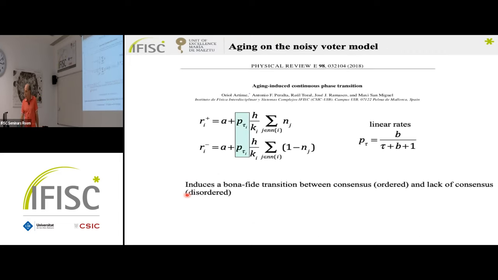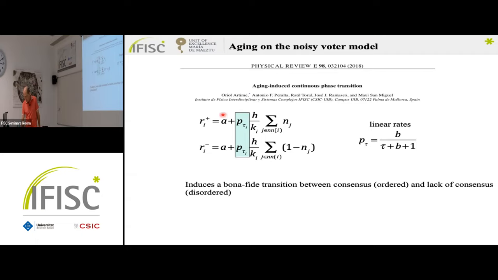That was for the noiseless voter model. Okay, this is for the voter model without noise. That was the result of Tessone, Stark and Weiss. And we consider the full model. The full model has noise and also the decaying interaction.